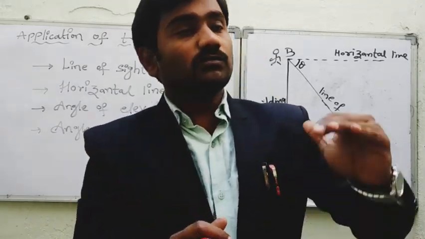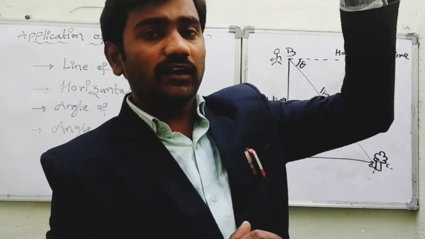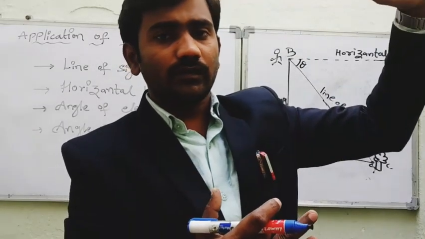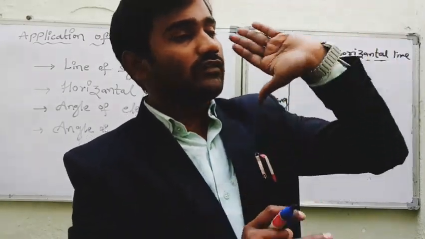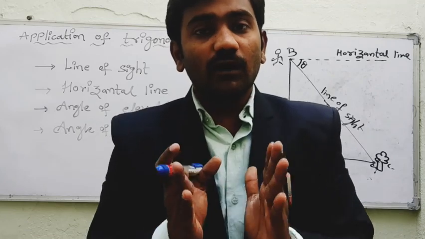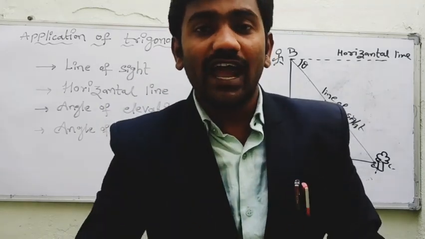Simple thing. If you are observing the top of a building or something higher than you, where the height is more than you, there we use the angle of elevation. If the object's height is less than you, there we use the angle of depression.